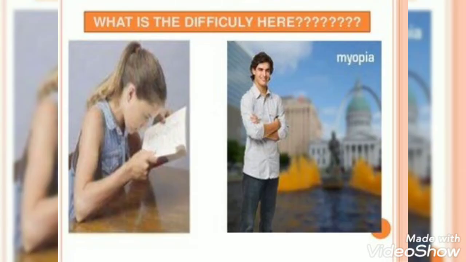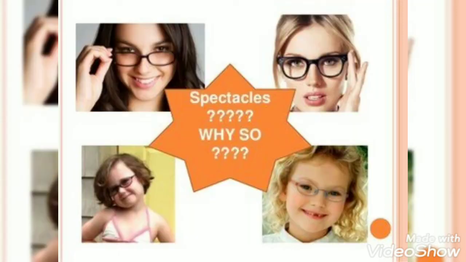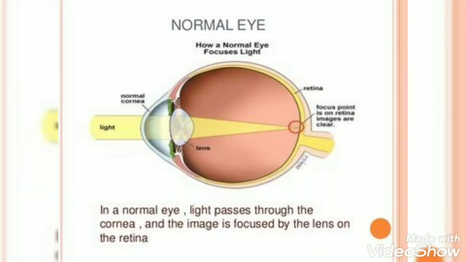Now, have you seen some people bring the notebook very close to their eyes, and some people, if you make them look at a far away object, say that they are not able to see clearly? All of these people need spectacles. Now, what are these spectacles going to do? These spectacles are going to help them to see properly.